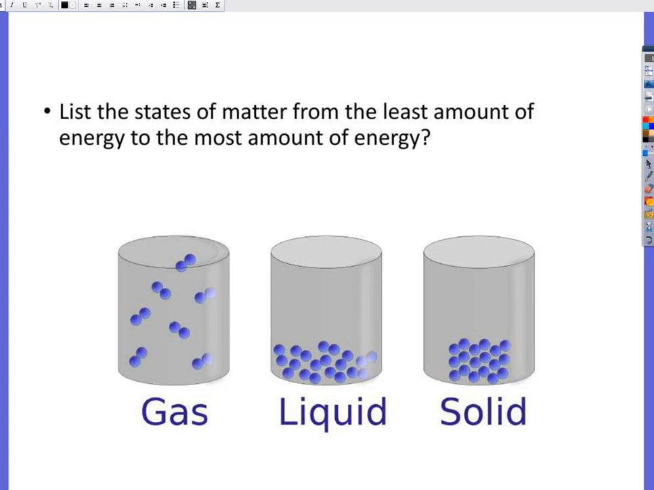List the states of matter from the least amount of energy to the most amount of energy. The slowest would be solid, and the next fastest is liquid and gas.